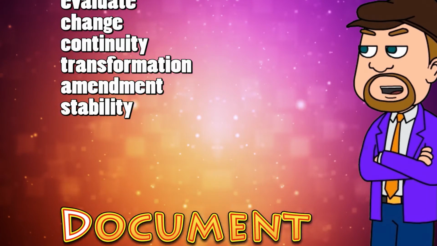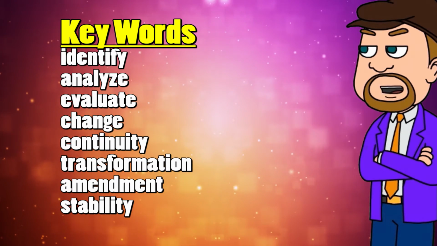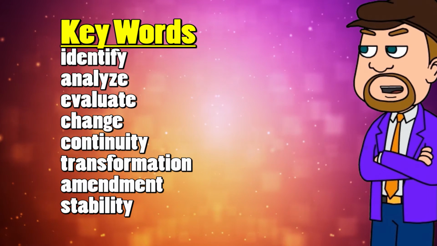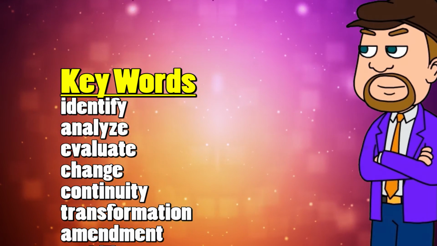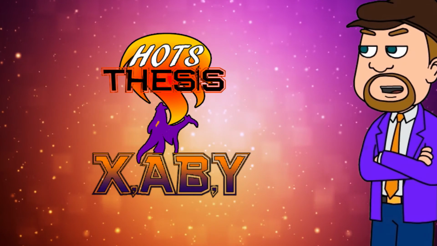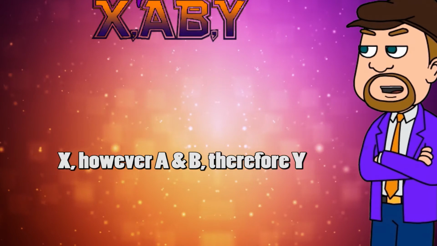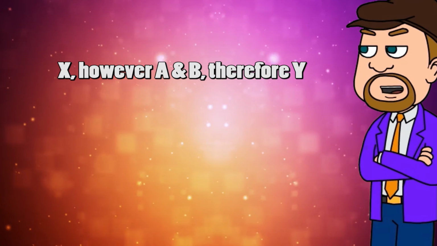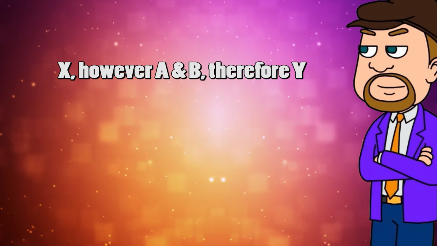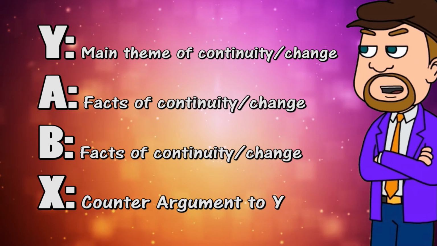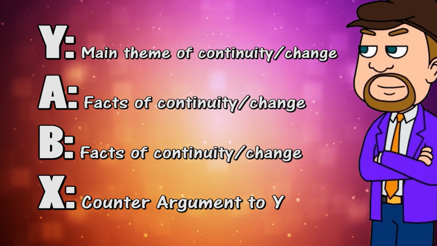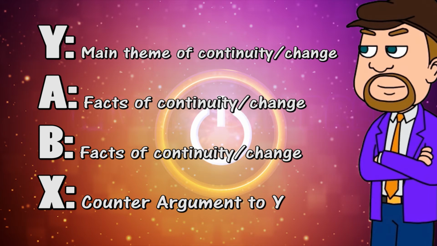You can recognize a continuity and change question when you're asked to identify, analyze, or evaluate change, continuity, transformation, amendment, or stability. Any continuity and change essay will start with a HOTS thesis sentence, written in the format X, however A and B, therefore Y. In a continuity and change essay, the Y is the main theme of continuity or change you see. The A and B are the categories of change or continuity you see, and the X is a fact that serves as a counter-argument to your Y phrase.